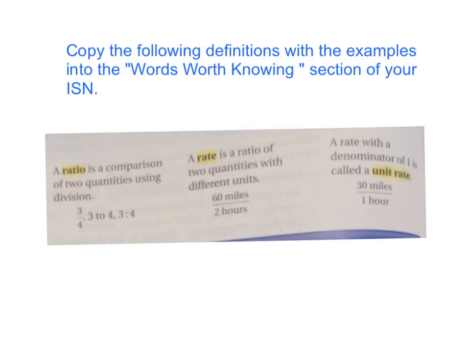Copy the following definitions with the examples into the Words Worth Knowing section of your ISN. A ratio is a comparison of two quantities using division. A rate is a ratio of two quantities with different units. And a rate with a denominator of 1 is called a unit rate.